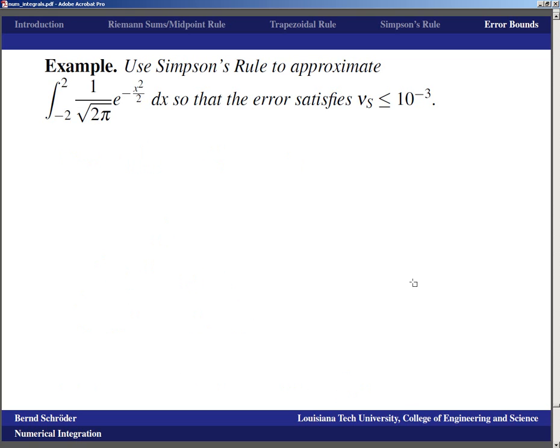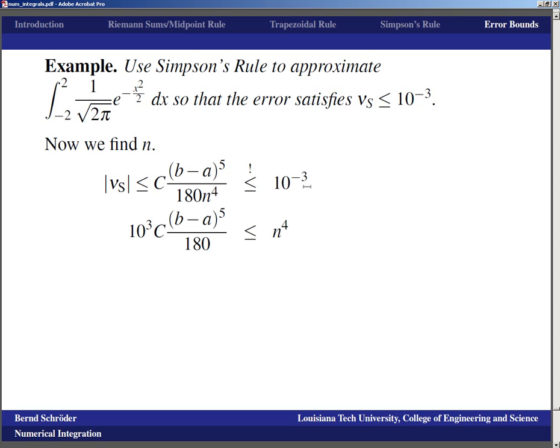Well, once we've got that, now it's easy, right? We find n. And, well, okay, so it's not quite easy because we're using the error bound in a different way. We have that the error is guaranteed to be less than c times (b minus a) to the fifth over 180 n to the fourth. That's just something we get from the formula. If we make this upper bound less than 10 to the negative 3, then we end up with an inequality that we can solve, right?